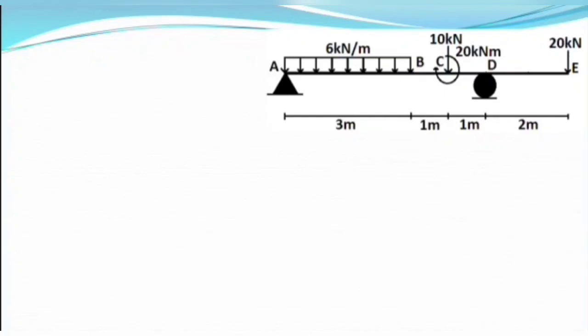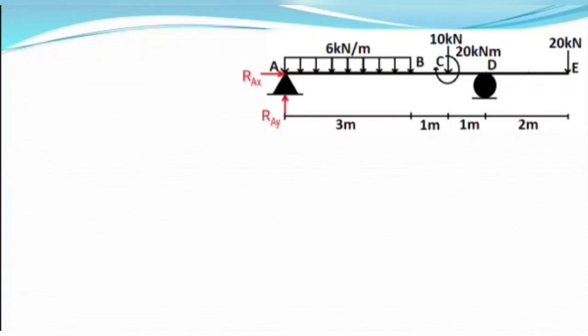A hinge support resists motion along horizontal and vertical direction but cannot resist a rotating motion. So reaction forces that are developed at hinge support are along horizontal and vertical direction. Let's say Rax be the reaction force along horizontal direction at point A and Ray be the reaction force along vertical direction at point A.